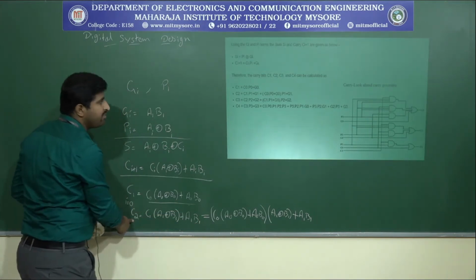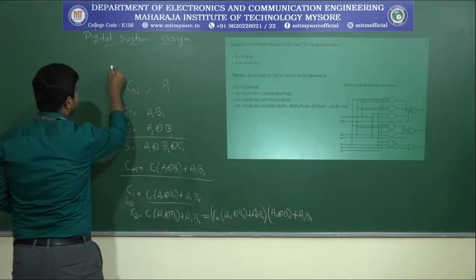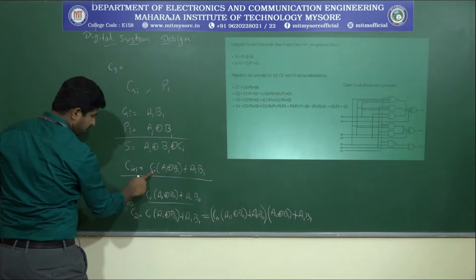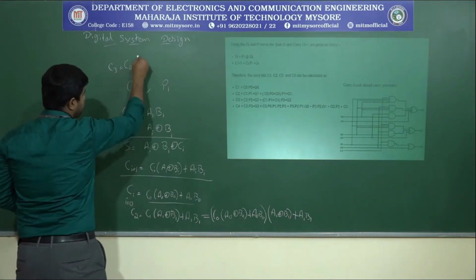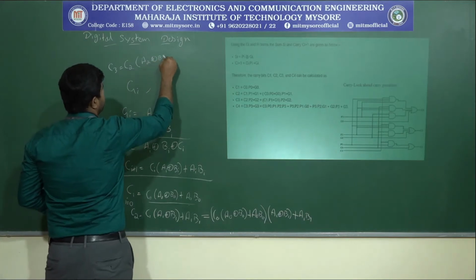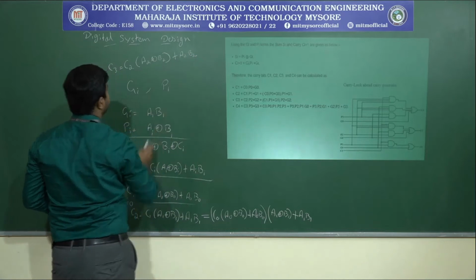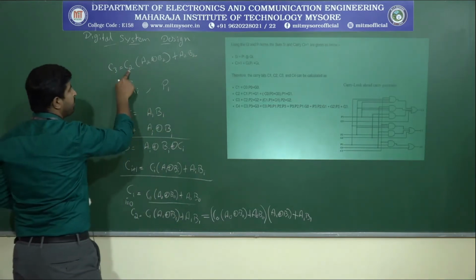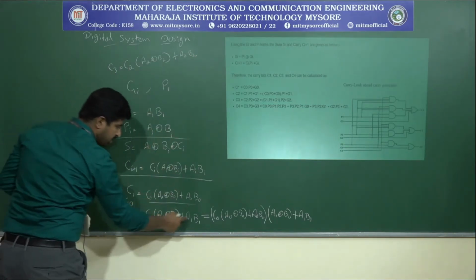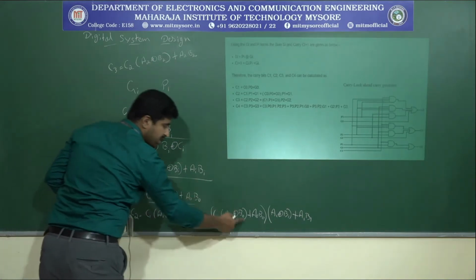Similarly, we can calculate C3. C3 equals C2 into (A2 XOR B2) plus A2 into B2. Again, C2 can be represented by using its equation, and this can be replaced with that equation.